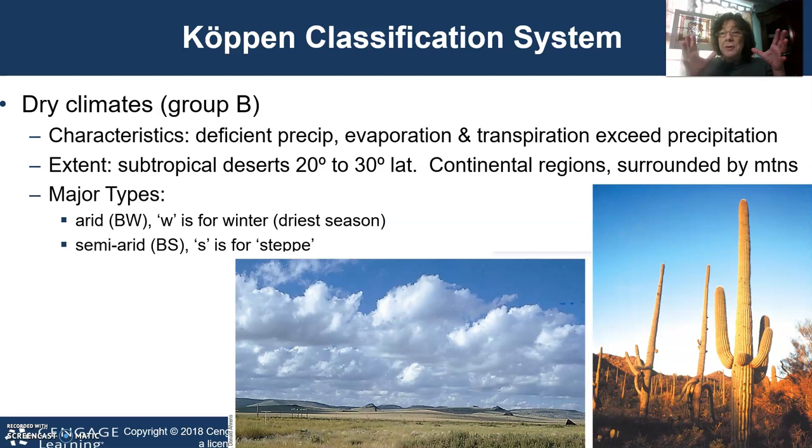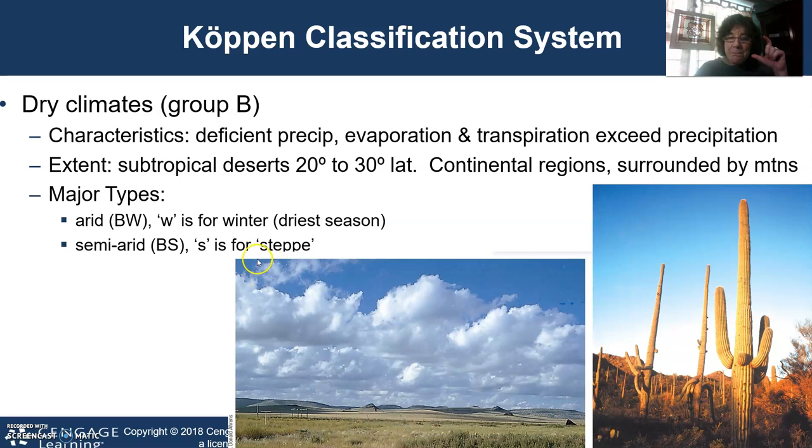They're usually found in the middle of continents, hence they're called continental regions, surrounded by mountains. So there's not a lot of land-sea distribution there. And there are two major types. The first one, BW, this is for the drier season in the winter. And those are the arid areas like Arizona and Nevada, again, between 20 and 30 degrees latitudes. These are very dry areas.